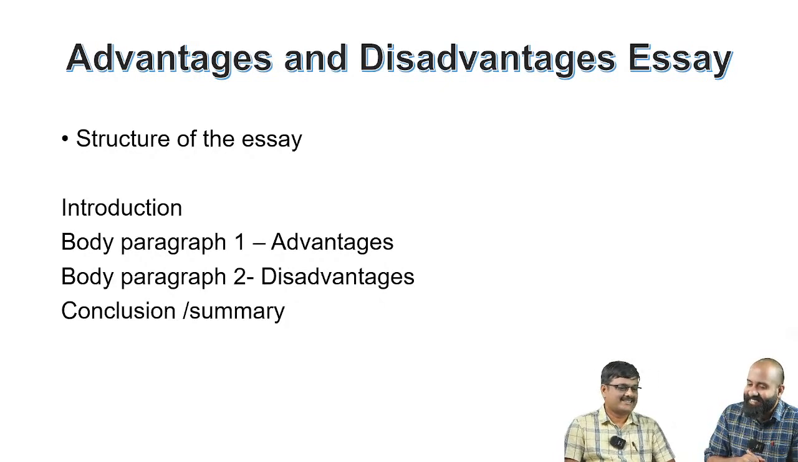Okay. So again, then body paragraph advantages. There you have to write 2, because it's 2 advantages, not just one. Then body paragraph 2 is 2 disadvantages, and lastly, the 4th one, you have to write the summary, or conclusion.